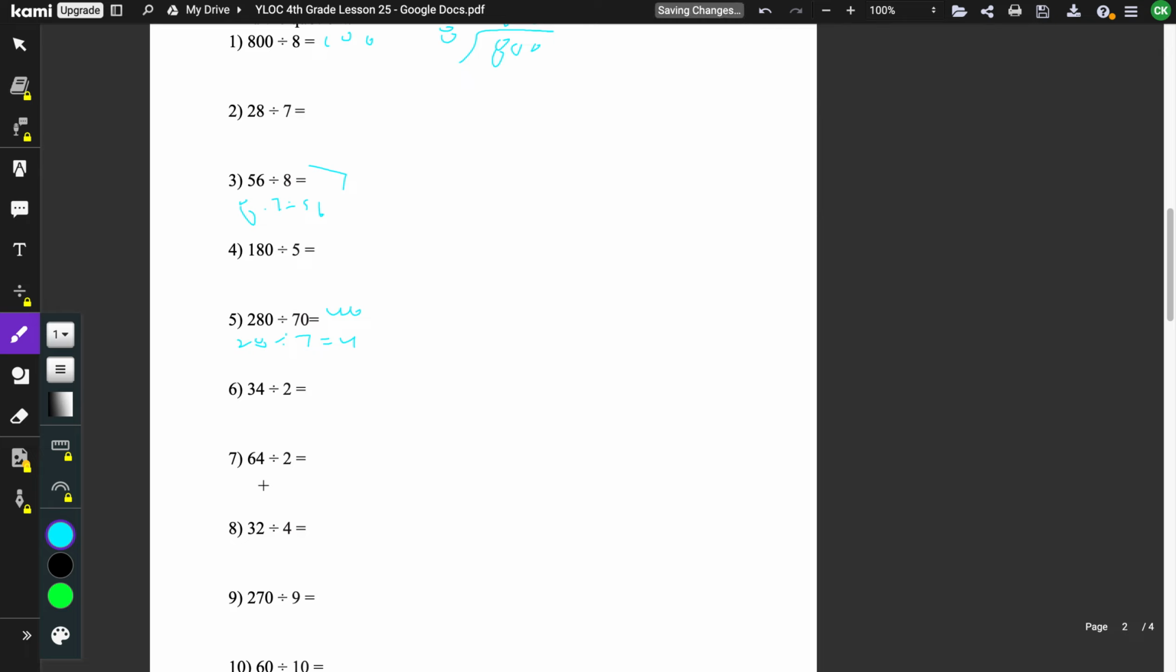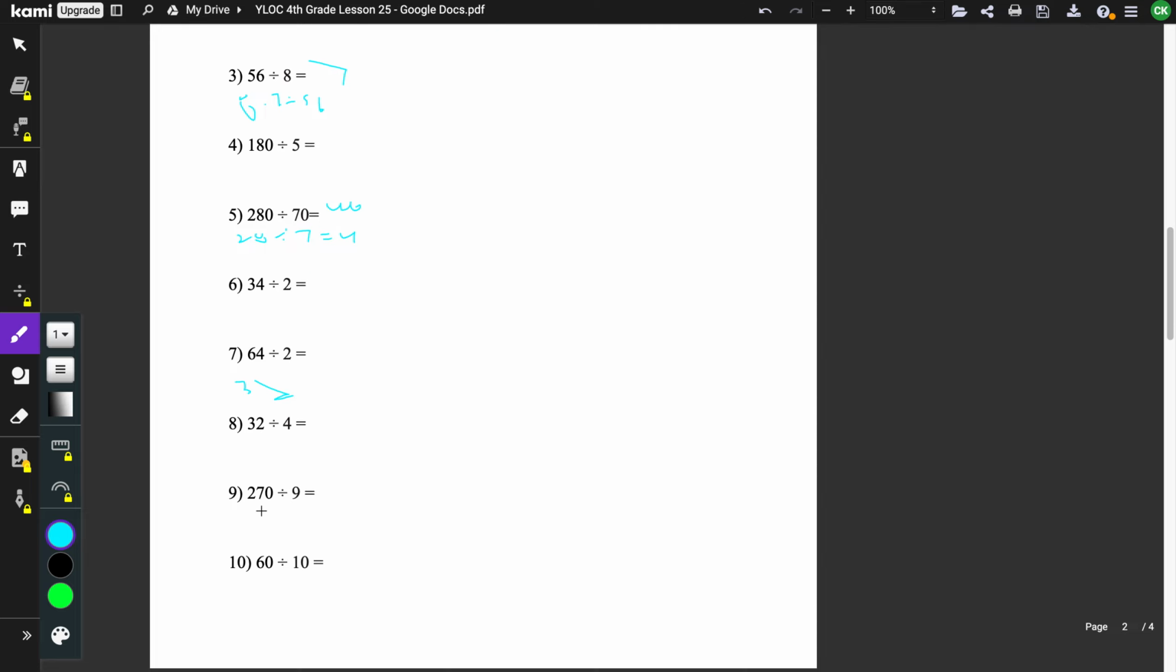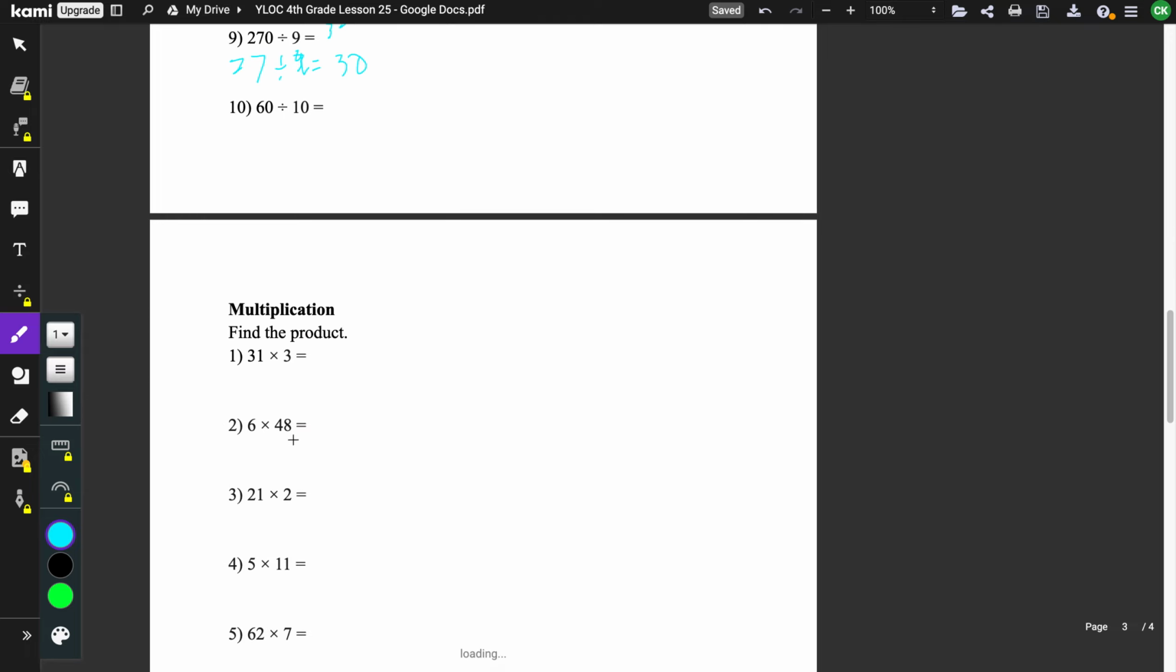Moving on, number 7, 64 divided by 2, this is actually pretty easy, it's just one half of it, so it's just 32. Moving on, number 9, 270 divided by 9, again, just look at it as 27 divided by 9, which is 3, but we got to add another 0, so that would give us 30 for number 9.